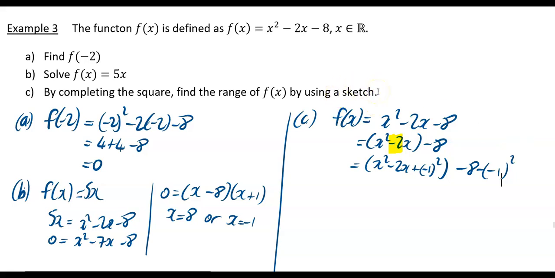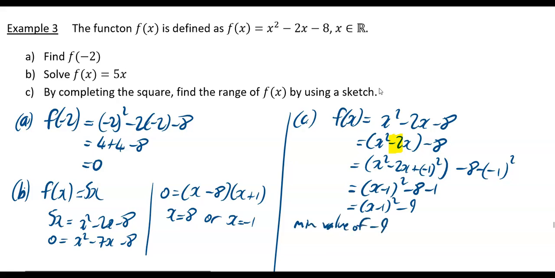Okay, so if you do that, your big bracket here just becomes x minus 1 all squared, then you've got minus 8 minus 1, which is the same as x minus 1 squared minus 9. Okay, so that means it has a minimum value of minus 9. And that happens when x is equal to 1.